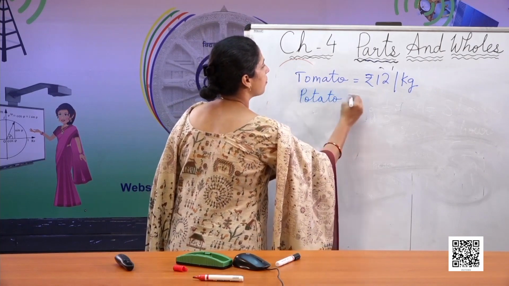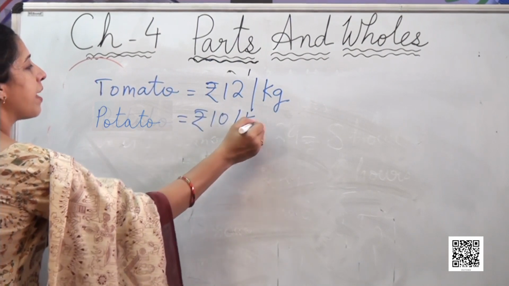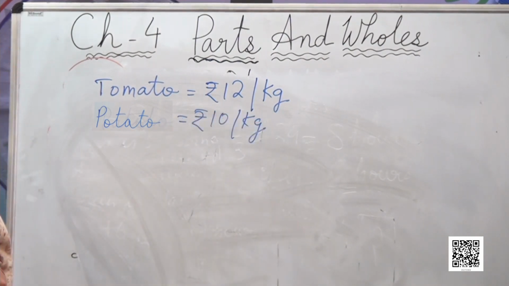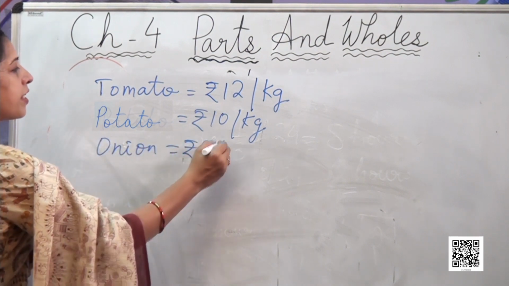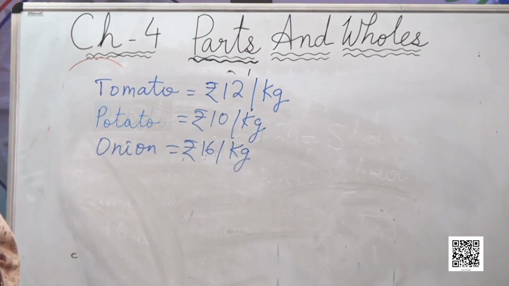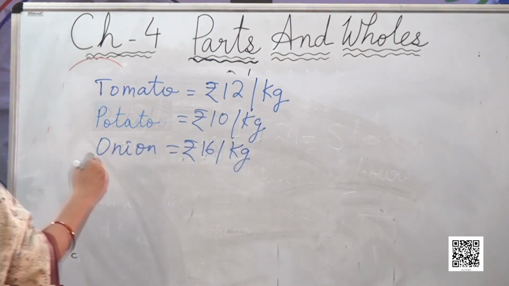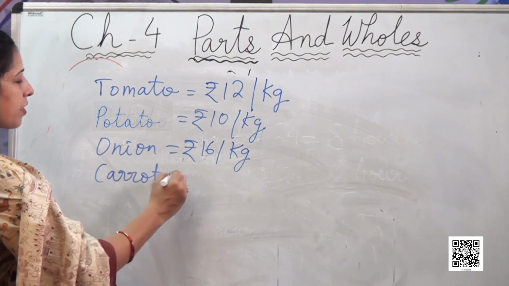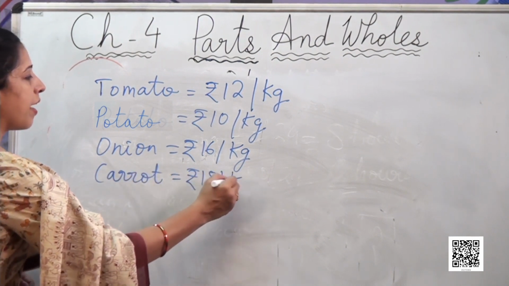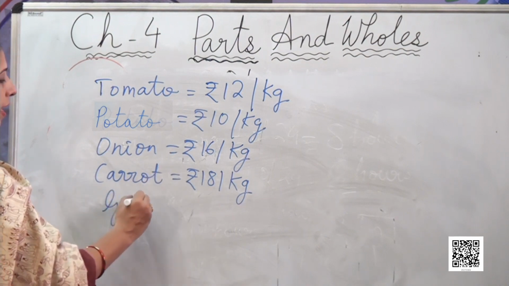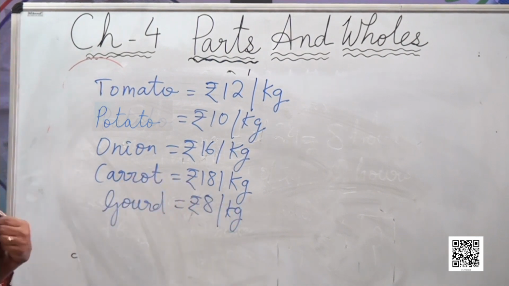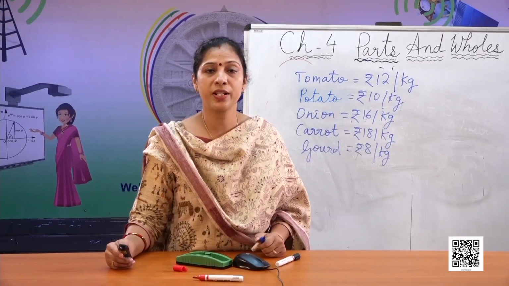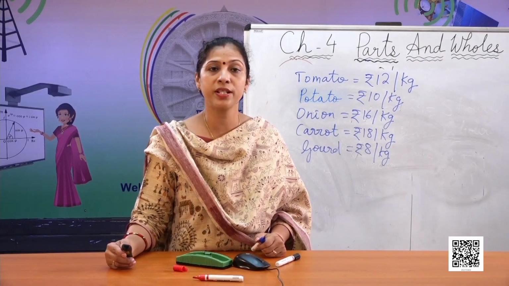Potato is equal to rupees 10 per kg. Next one is onion, 16 rupees per kg. Onion is equal to rupees 16 per kg. Then carrot is equal to rupees 18 per kg and then gourd is 8 rupees per kg. Now we have to see the question and calculate what is the amount Kirti will give and what is the amount the question asks.